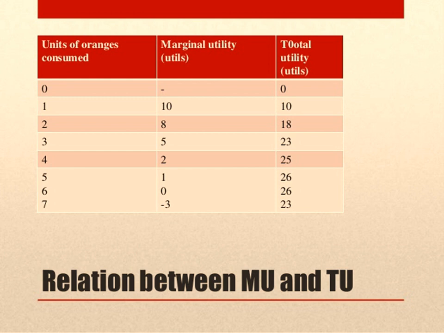That means when we consume from 1 to 2, our marginal utility was 8. 2 to 3, marginal utility 5. Total utility is increasing, but the increasing rate is decreasing. See, marginal utility decreased: 10 to 8, 8 to 5, 5 to 2. Then what happened in the fifth and sixth unit? Fifth unit, total utility 26, marginal utility only 1. Sixth unit, same utility, and marginal utility is 0.